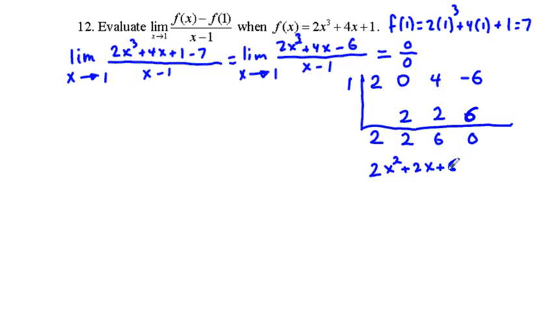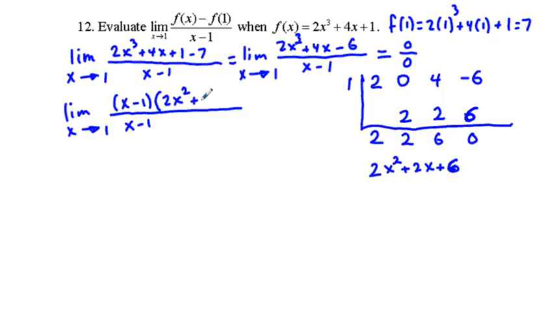So that would be our limit after we divide. So what we have here is the limit as x approaches 1 of quantity x minus 1 over x minus 1, plus we have this 2x squared plus 2x plus 6. And x minus 1 over x minus 1 cancels, equal 1.